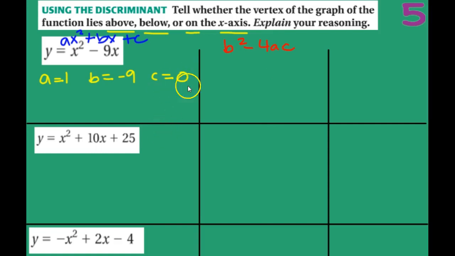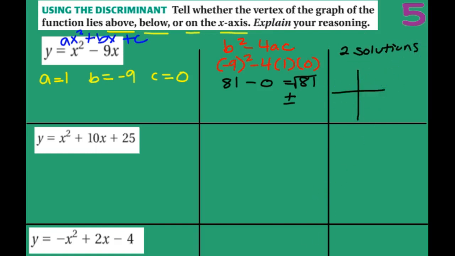So we have b squared, so negative 9 squared minus 4 times a times c. A is 1 and c is 0. So negative 9 times negative 9, 9 times 9 is 81. Minus 4 times 1 is 4, times 0 is just 0. So we have a positive answer, so that means that we have two solutions, because if we take the square root of that, we'll get a positive number or a negative number. So we have two solutions.